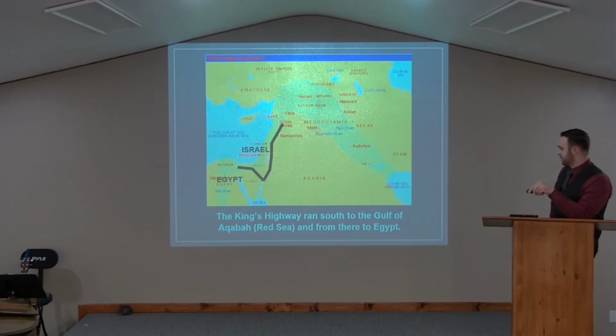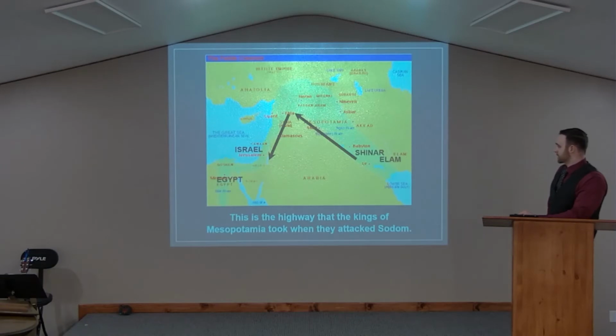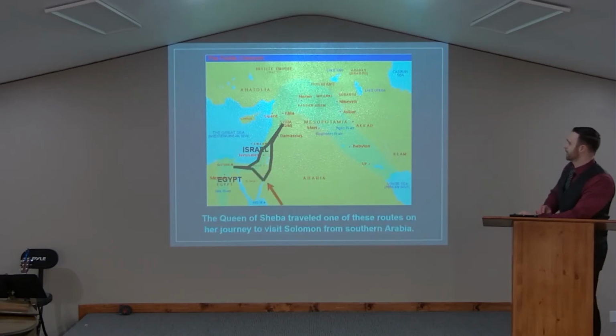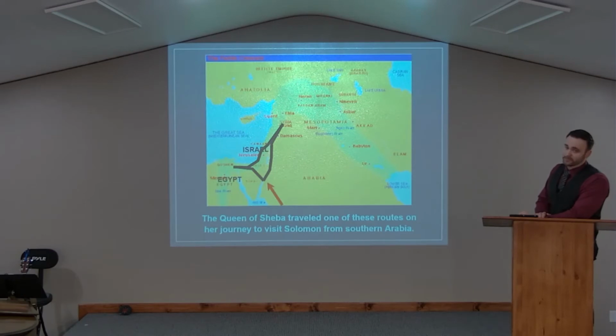So these main routes of trade would go from Egypt up here to these big cities, and they'd use these two highways. This is also the highway the kings of Mesopotamia took when they came all the way over here and they attacked Sodom. You guys remember the Queen of Sheba? She would have traveled on one of these routes to get to see King Solomon in Jerusalem as well. She had to go all the way up that highway.